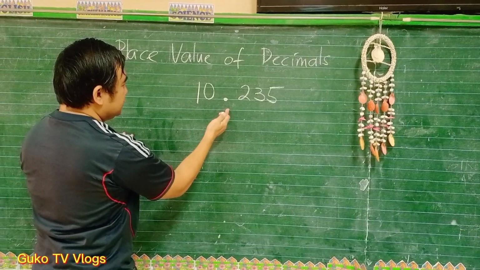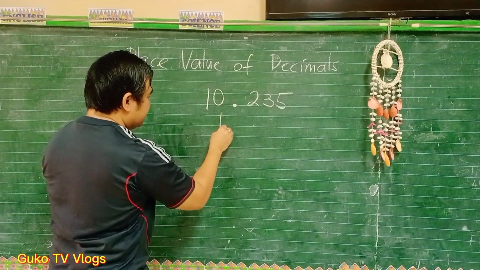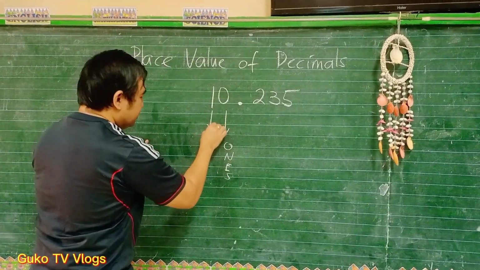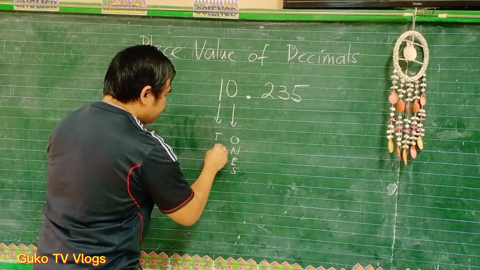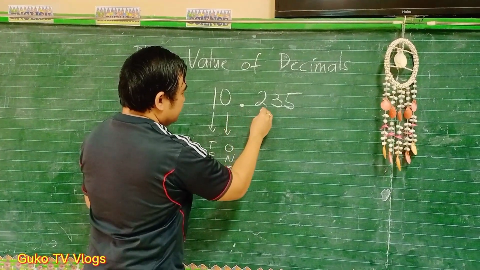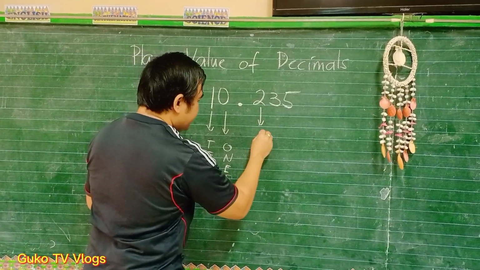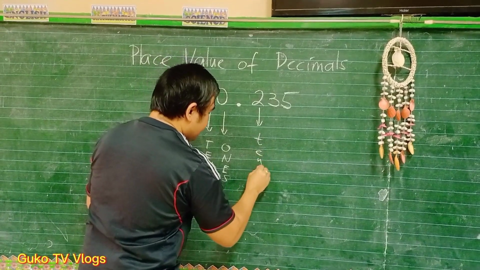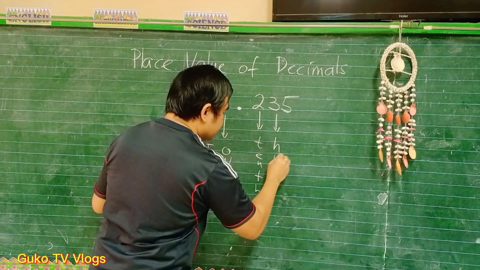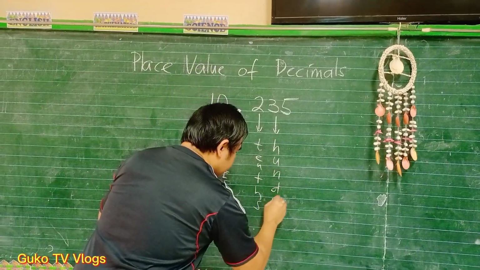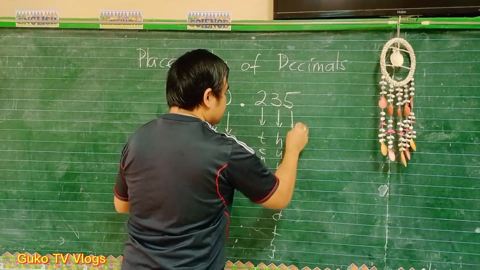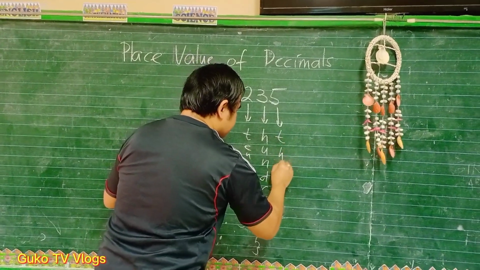On the left side of the decimal point, this place here is the ones place. This one is the tens place. From the decimal point, this one is called the tenths place. This one is called the hundredths. This is the hundredths place. And this one is the thousandths.